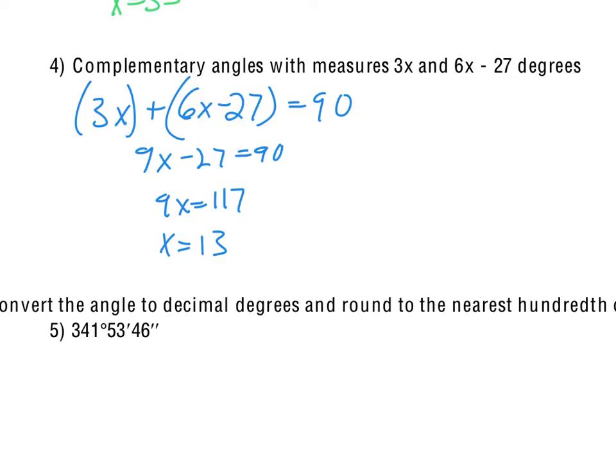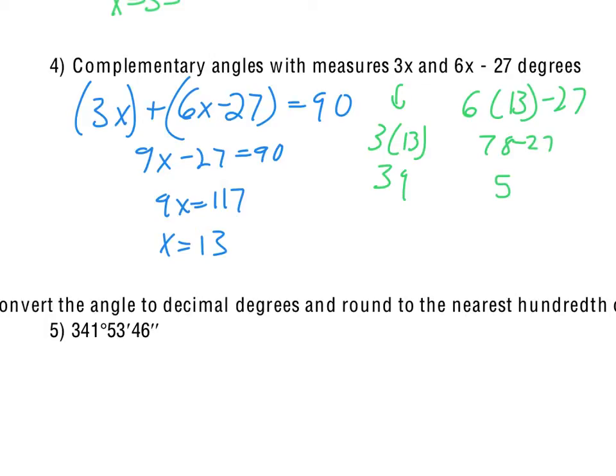Now again, remember, 13 is not the answer. We use the 13 to find the angle measures. So we do 3 times 13 for 39, and we do 6 times 13 minus 27, and we get 78 minus 27. And so that's a total of 51. So 51 and 39 does add up to be 90. And so that's the kind of thing that we want there, is 90 degrees. So again, those are the answers. I guess I could put the degree symbol on there as well. Not on the fact that x is 13.